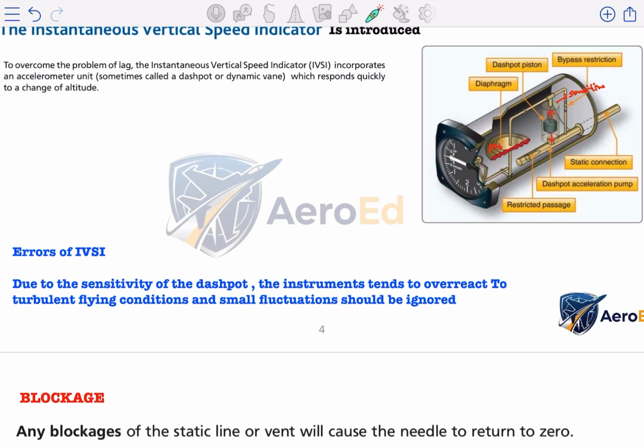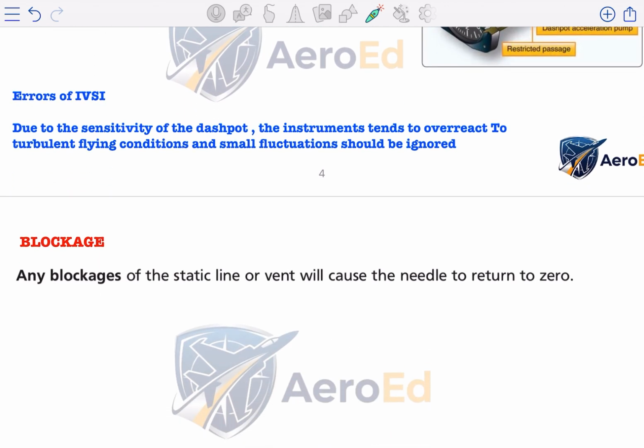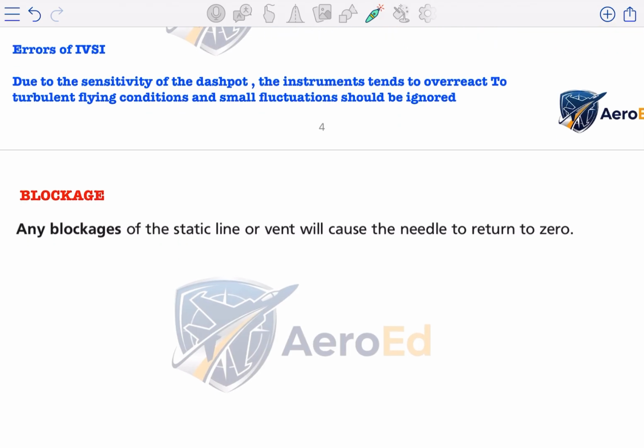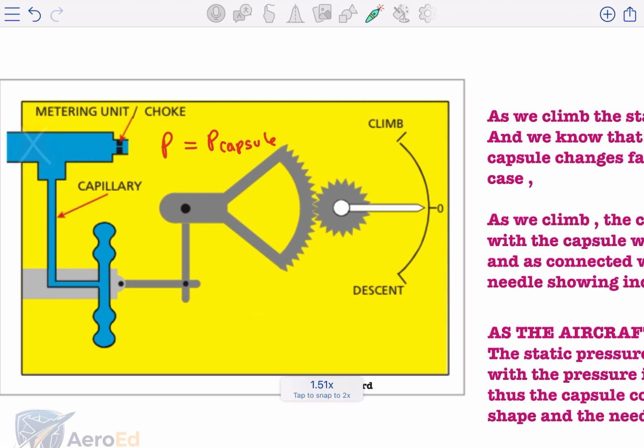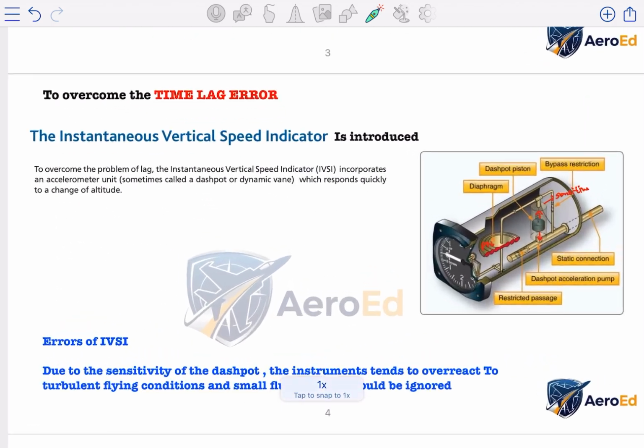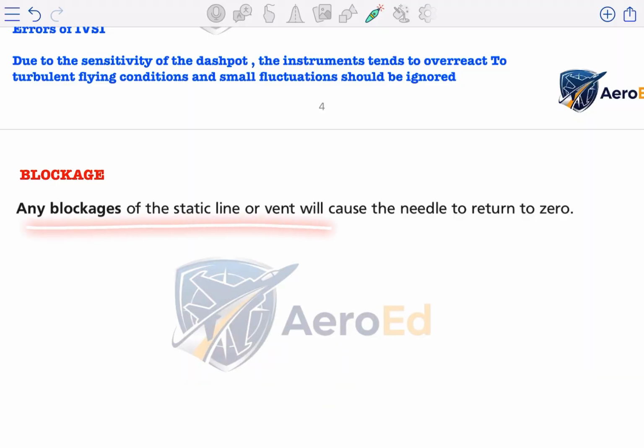Next we're going to study blockages. What will happen if the static vent becomes blocked? If the static becomes blocked, there will be no change in the pressure in the capsule nor in the casing. The pressure at the capsule and the casing will be equal, and thus the needle will stay at zero, and there will be no indication. So any blockage of the static line or vent will cause the needle to return to zero.